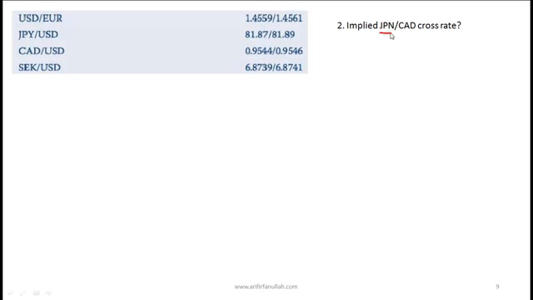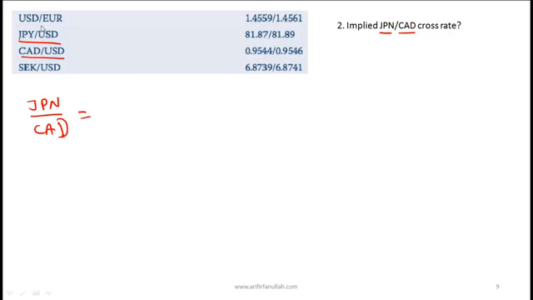Next, Japanese yen to Canadian dollar. So Japanese to Canadian, how do we write this? Let's look at which exchange rates we need to consider. Obviously we'll need this one, Japanese yen USD, and we'll need a USD Canadian dollar.